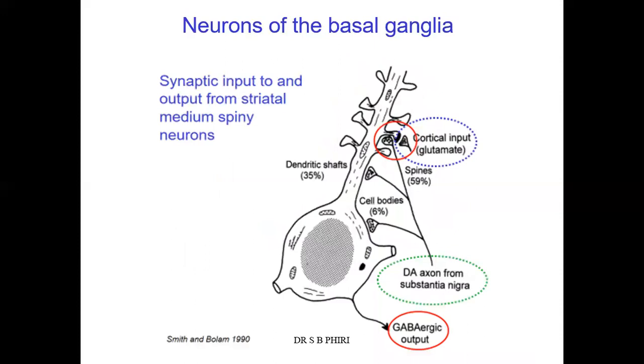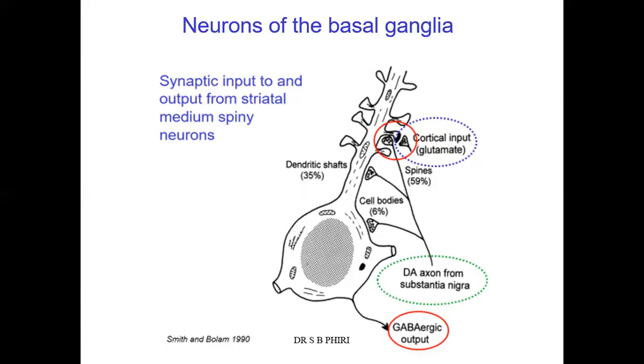So the medium spiny neurons have connections with other neurons. You can see that you can have these axons connecting with the spines of the spiny neuron. Some of them are connecting with the axon, and some of them are connecting with the cell body. So you can see these are dopaminergic axons from the substantia nigra that are communicating with the medium spiny neuron.